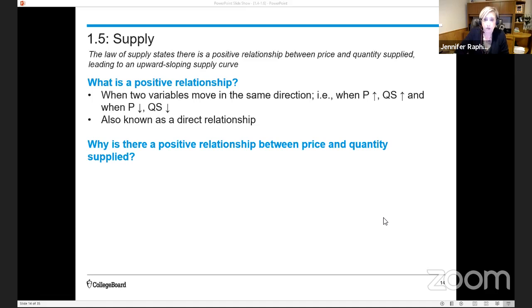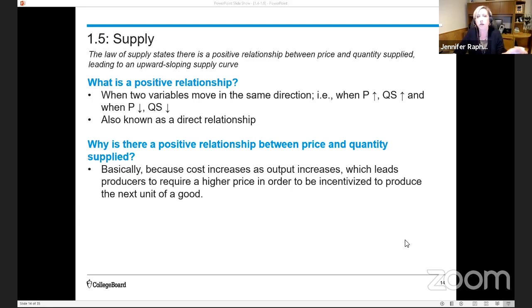Why is there a positive relationship between price and quantity supplied? In some ways, it's a lot simpler than the demand curve. And basically, if you're in micro, you've learned a lot about the supply curve and marginal costs, but if you're just studying macro, all you really need to know is that basically the more units you produce, the more expensive each unit is to produce. Because cost increases as output increases, producers require a higher price in order to be incentivized to produce the next unit of a good.